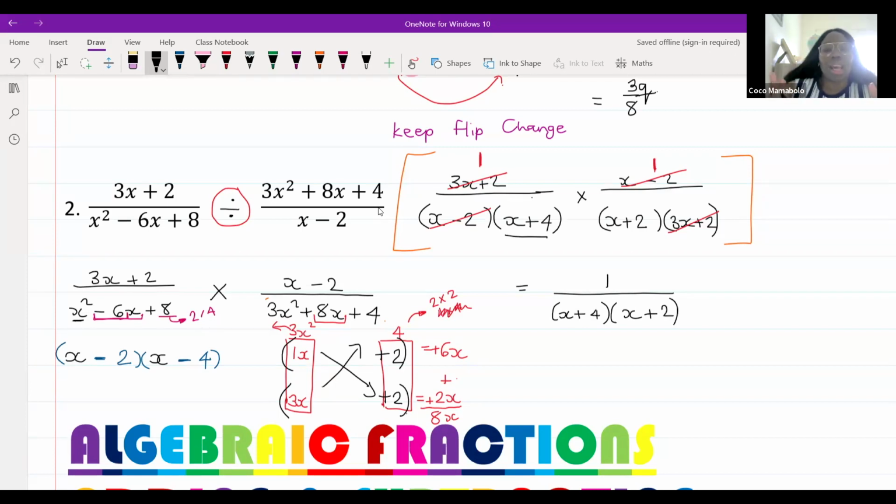Is there anything else we can do? Do I see anything on the top and on the bottom that is similar? Can I cancel anything? Can I still factorize anything? No, we can't. So this is my final answer, grade 10s.